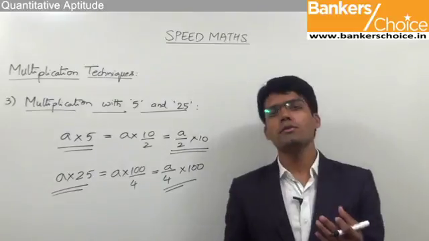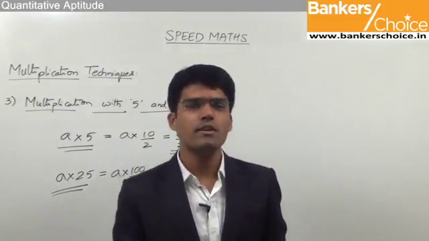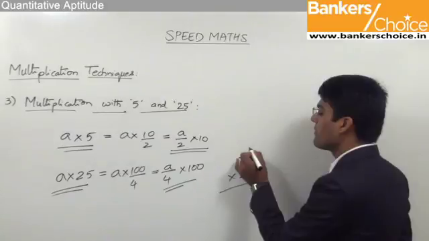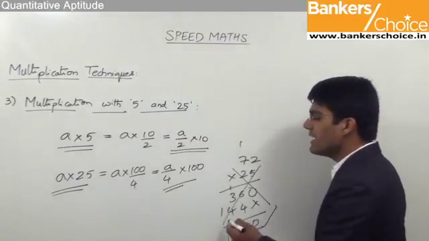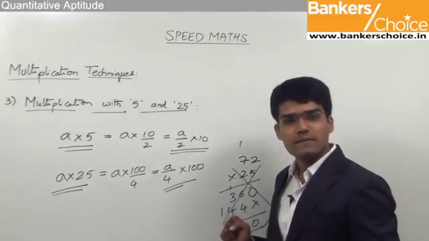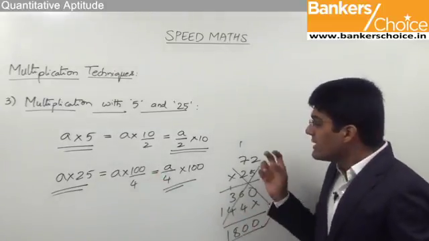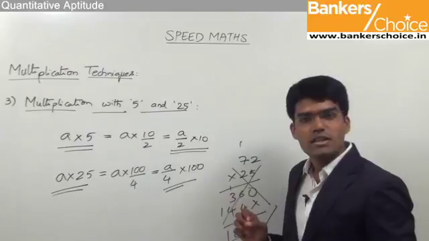Similarly, 72 into 25. I know that 72 by 4 is 18. So I can directly say that answer is 1800. Otherwise, I will have to go for the regular method. That is 72 into 25. 5 into 2, 10. 5 into 7, 35 and 1, 36. 2 into 2, 4. 2 into 7, 14. So 0. This is again 10, 8 and 1, 1800. So as you can see here, answer is correct, but the procedure becomes very lengthy once you compare with this method. So the only point here is that the way you look at the number has to be changed.